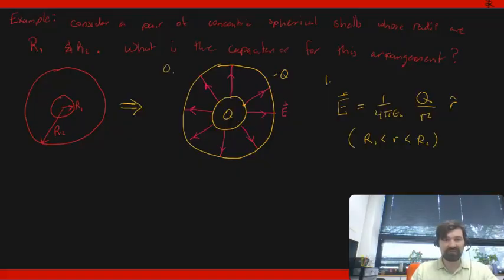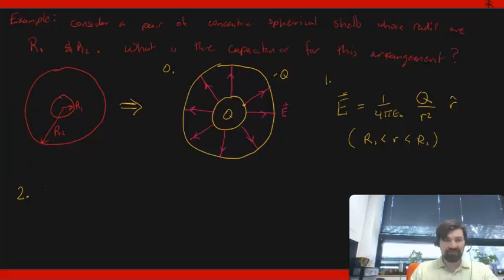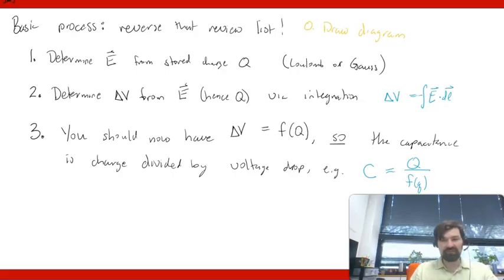All right, so here was step 0. Here was step 1. Step 2 basically says determine delta V from E by integration. So delta V from inner to outer, or from 1 to 2 if you'd like, this is a 1, 2, not a 12, should look like integral of E dot dl. And that integral, there is a minus sign. It kind of got absorbed into the equals sign over here, but there is a minus sign on that integral.